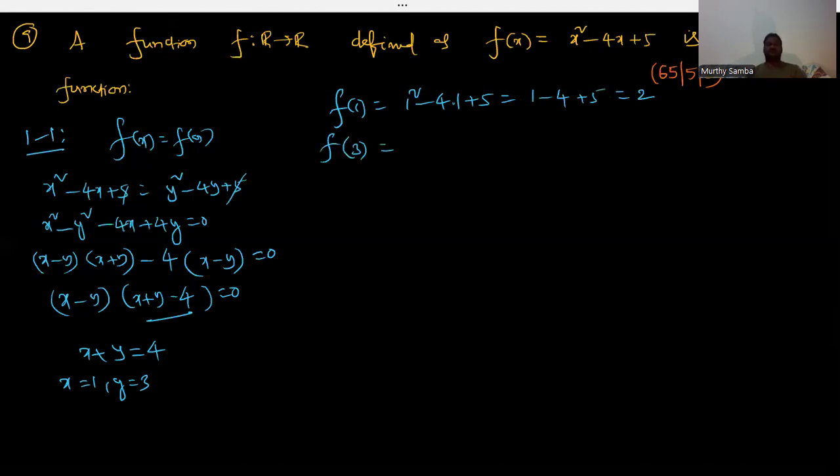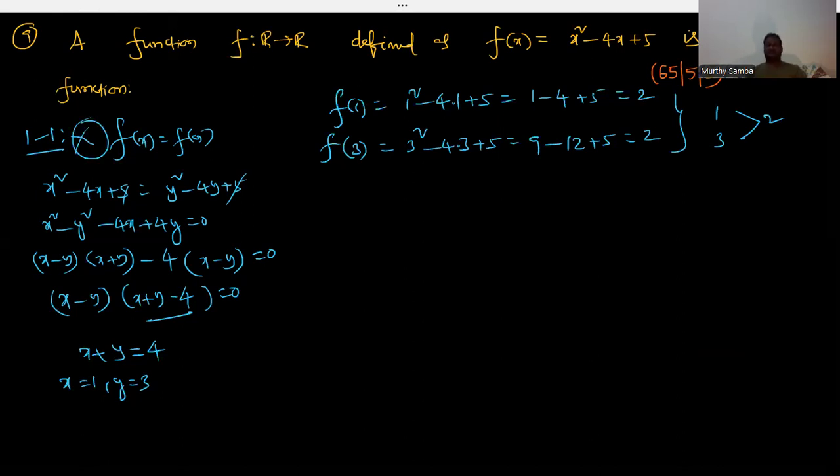Similarly, find f of 3. f of 3 is equal to 3 square minus 4 into 3 plus 5. So 3 square is 9, minus 4 threes are 12, plus 5. 9 plus 5 is 14, 14 minus 12 is equal to 2. What does that mean? 1 and 3 both are mapping to 2. So this way you can easily check whether it is one-to-one or not. Therefore, it is not one-to-one.